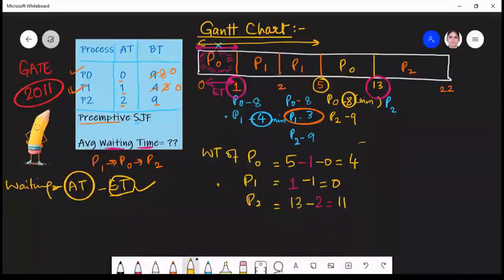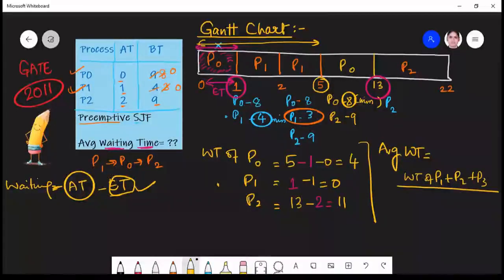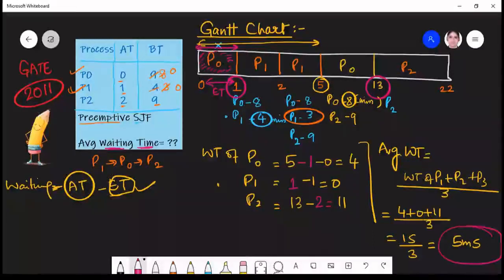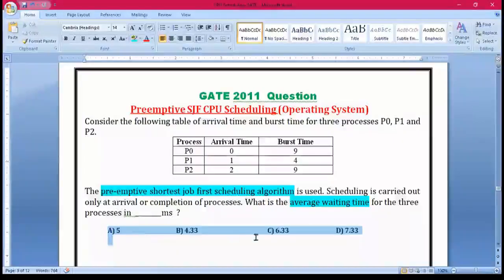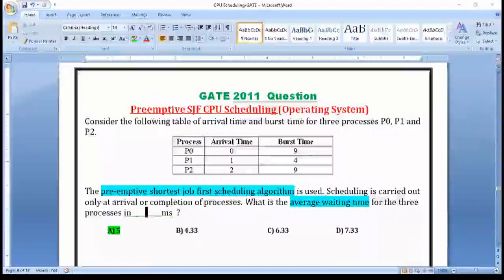Now let's find the average waiting time. The average waiting time is the waiting time of P0 plus P1 plus P2 divided by the total number of processes, that is 3. So 4 plus 0 plus 11 by 3, that is 15 by 3, which is 5 milliseconds. Let's see whether this answer matches the options given in the question. Out of these 4 options, our answer matches option A. So the answer will be 5 milliseconds.